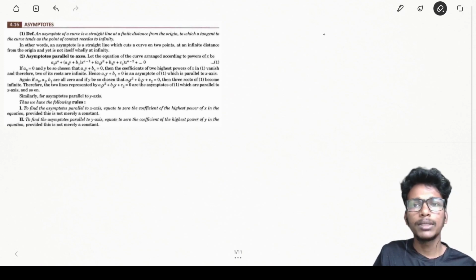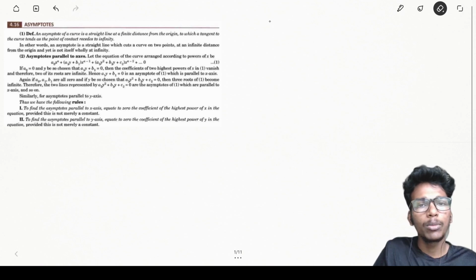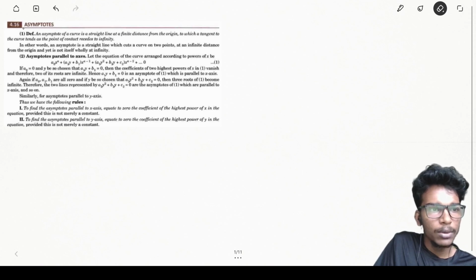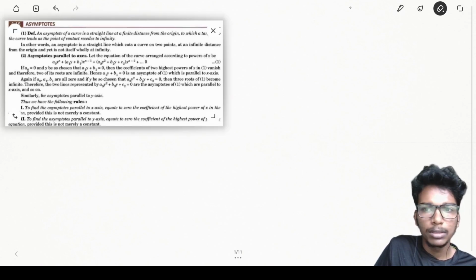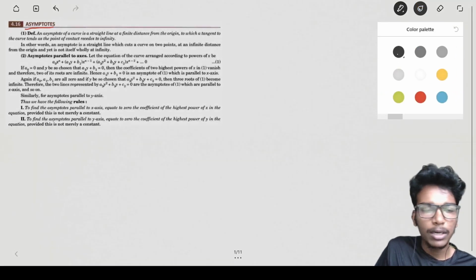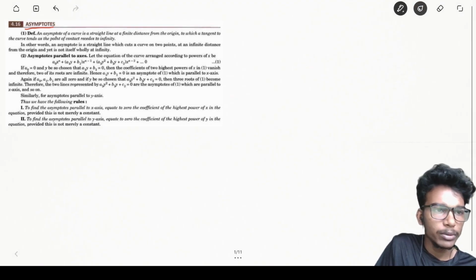From this video, we are going to start our new unit, curve tracing and multiple integrals. Before starting off curve tracing, we have to study some basic things like asymptotes. What is meant by asymptote? That's what we have to learn first. Then we will start off with how to find asymptotes and what the different types of asymptotes are.